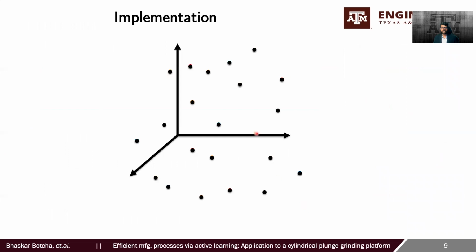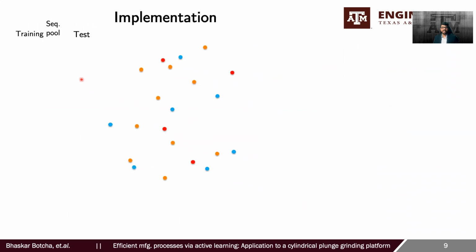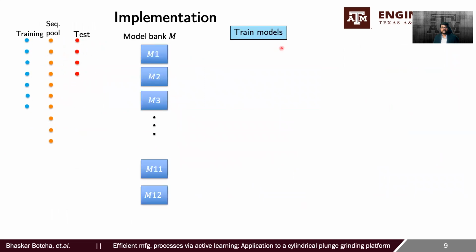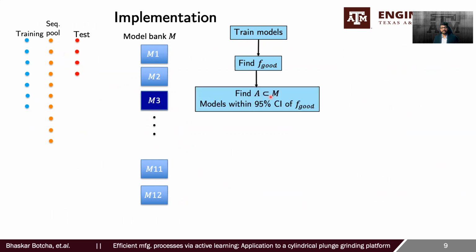So here's the implementation for a three-dimensional space. All the points, we divide them into a training pool, sequential learning pool, and a testing pool. So first we train all the models. Here we have in the model bank 12 sets of models, and we find a good model at one time step. So once we find the good model, we find a subset among this model bank, which is within 95% of the confidence interval of this good model.